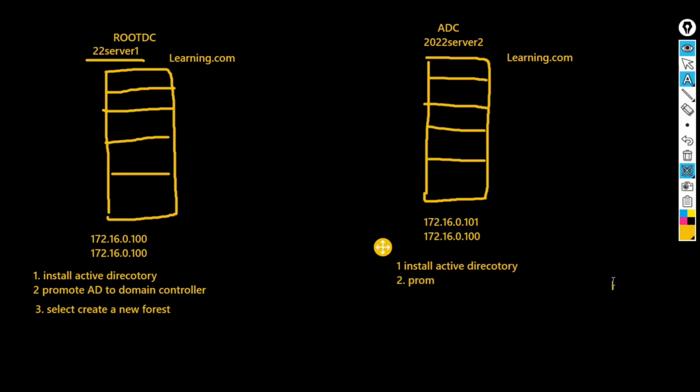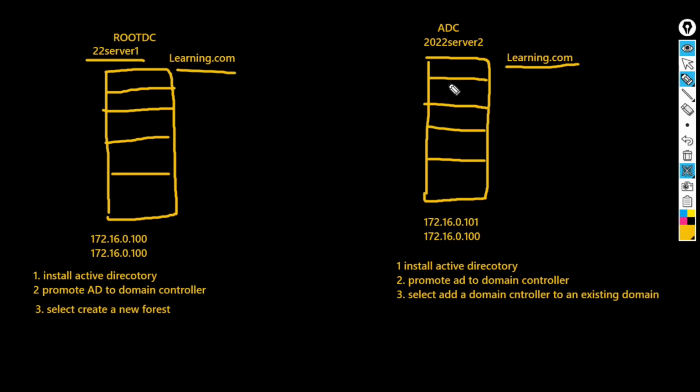In this case, first install Active Directory, second promote AD to domain controller, and third step, when the 3 options are coming, here what we have to do is select the first option, add domain controller to an existing domain. So this domain controller we have to add to this existing domain, learning.com. So later, after configuring this, we will be getting the same learning.com. So this is our agenda.